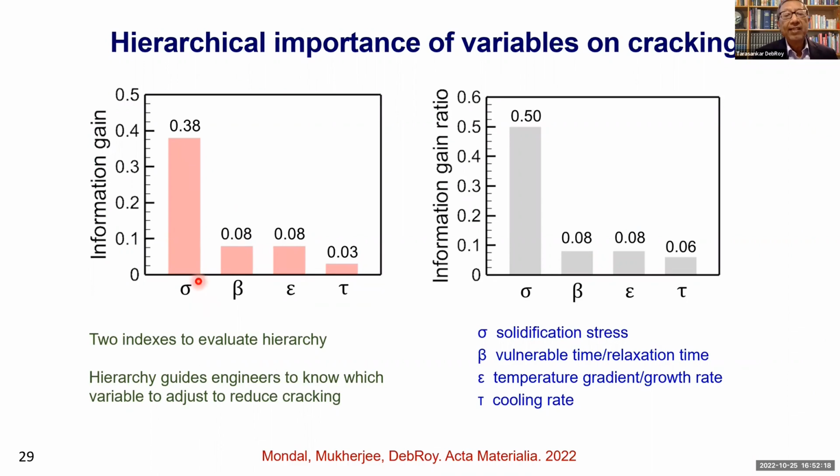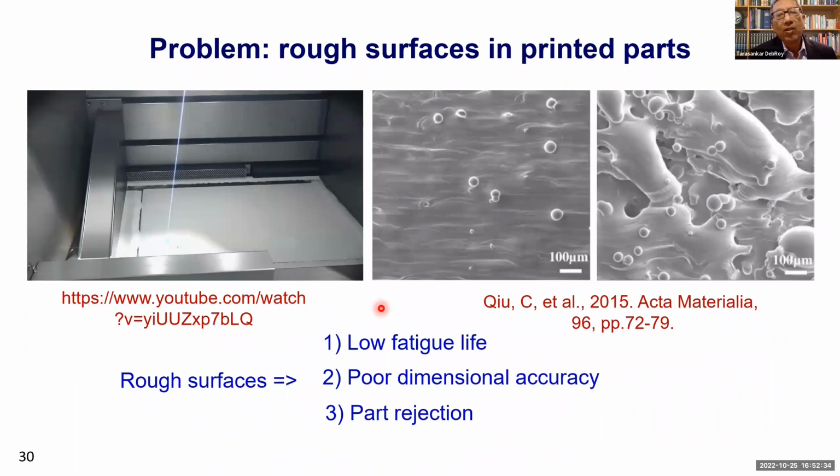Again, we can do feature importance. The solidification stress, sigma, is the most important variable, followed by the other 3: vulnerable time to relaxation time ratio, the temperature gradient to growth rate, and cooling rate. So we can do a lot with data-based models.